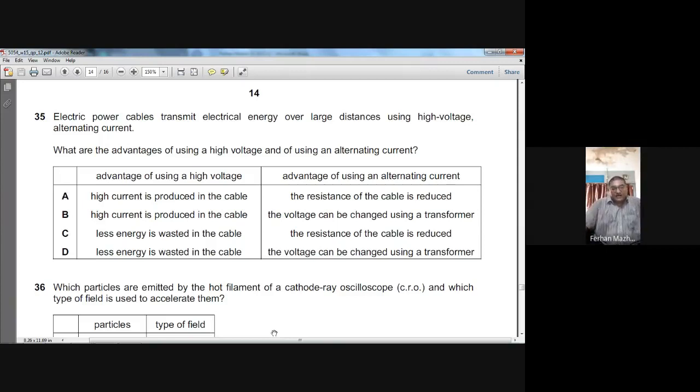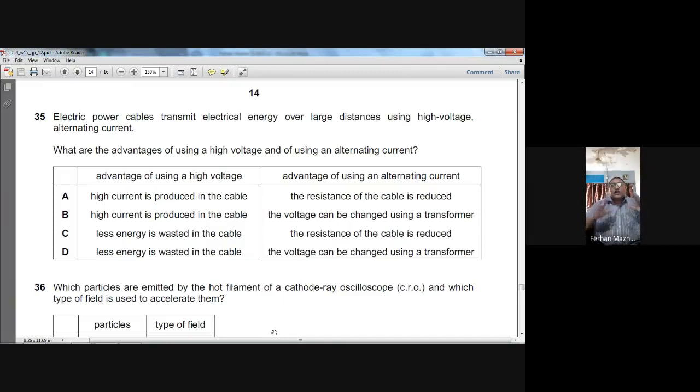Remember, high voltage is used because when you make the voltage high, the amount of current decreases, and by doing this, the power loss or energy loss in the transmission lines is reduced. To increase the voltage and decrease the voltage, we need an instrument which we call a transformer. And transformers work only with alternating current. So why are we using high voltage? At high voltage, there is less energy or power loss in the transmission lines.